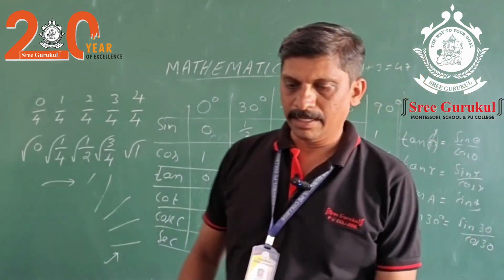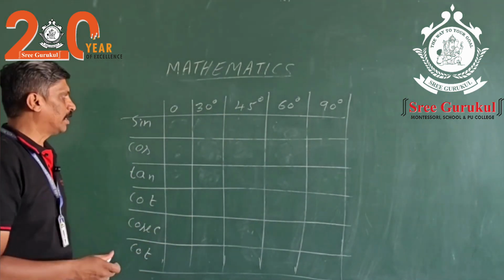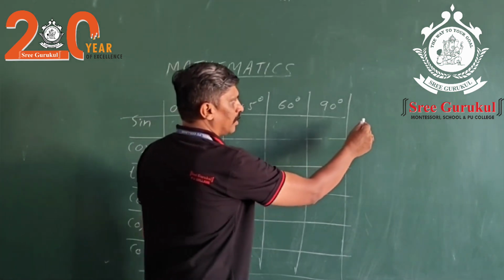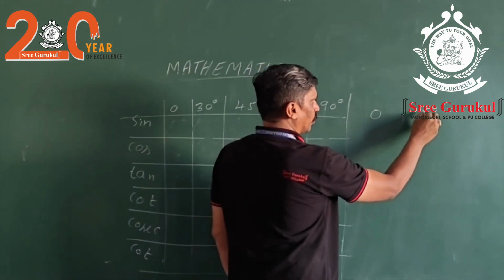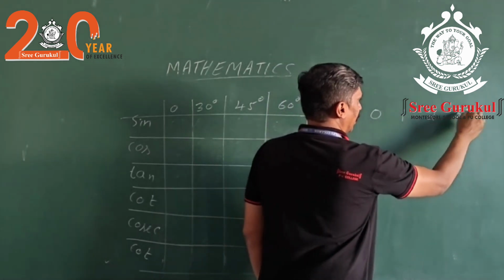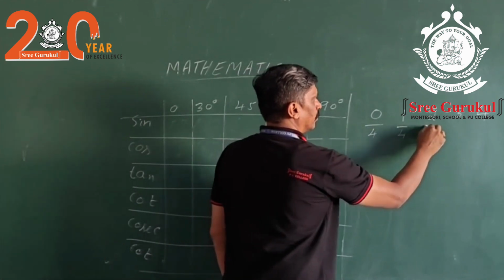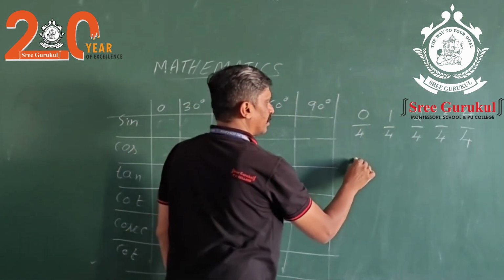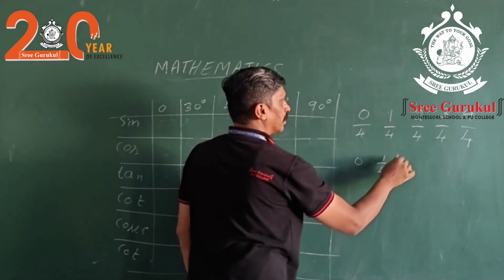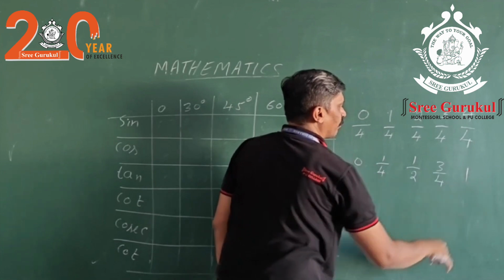Okay, now let us see how to construct the standard angles table. First, the sin values. Consider the values 0, 1, 2, 3, 4. All four values are divided by 4. 0 by 4 is 0. 1 by 4 stays as it is. 2 by 4 is 1 by 2. 3 by 4 is written as it is. 4 by 4 is 1.